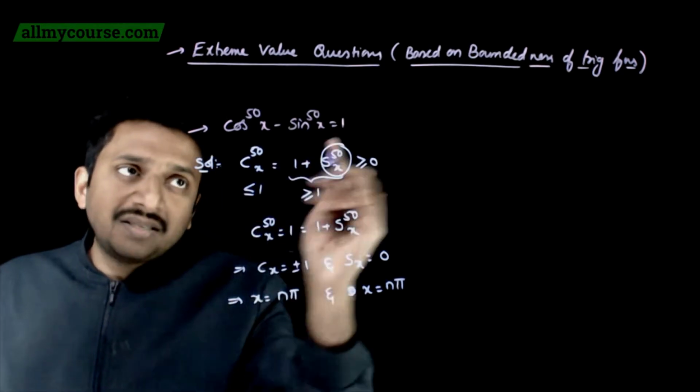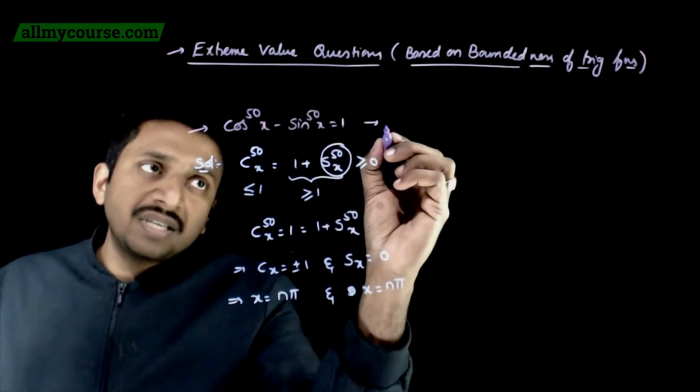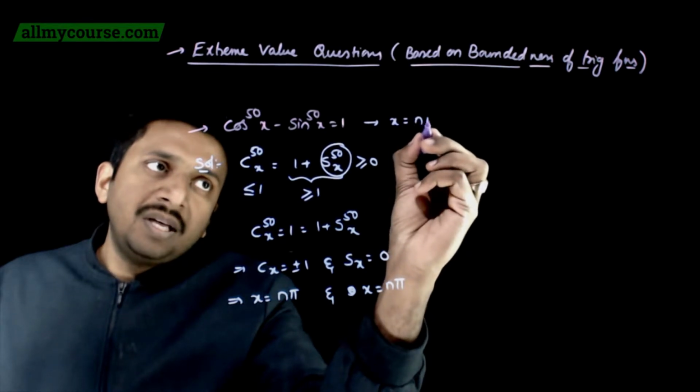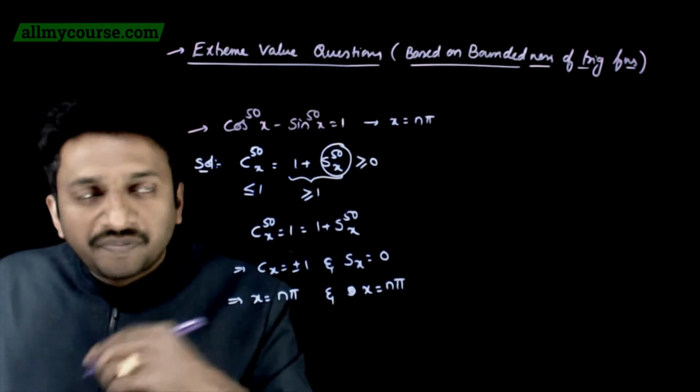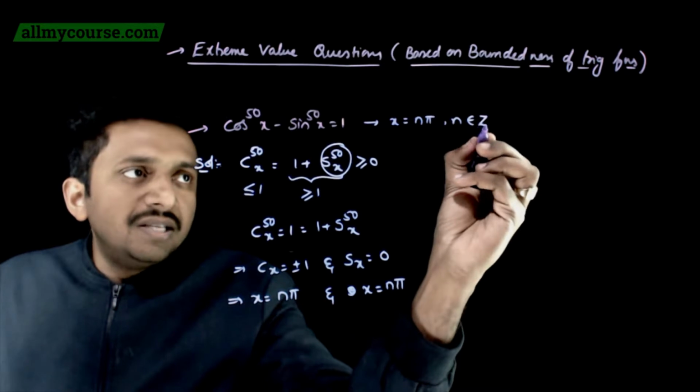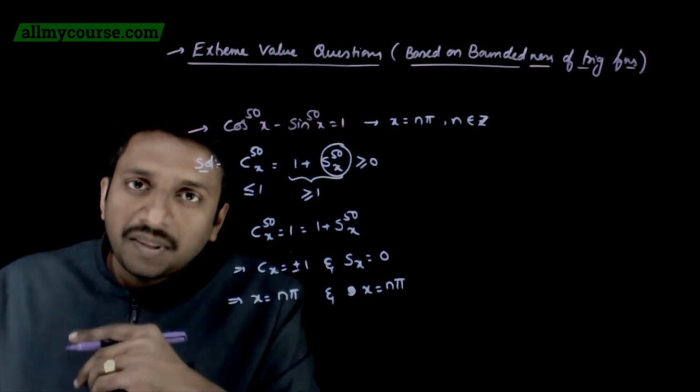Hence, the solution for this question is x is equal to n pi, where n belongs to integers. That's the answer to this question.